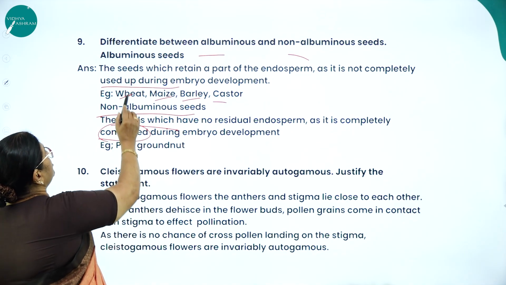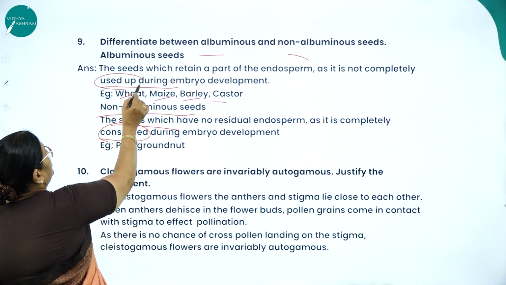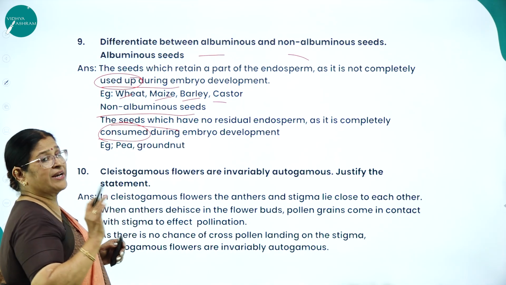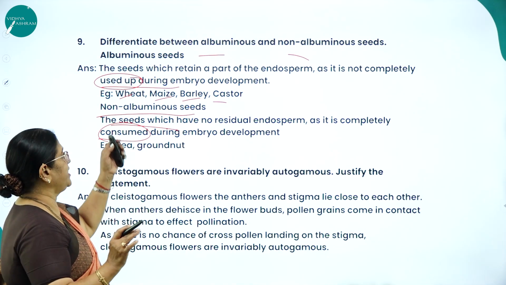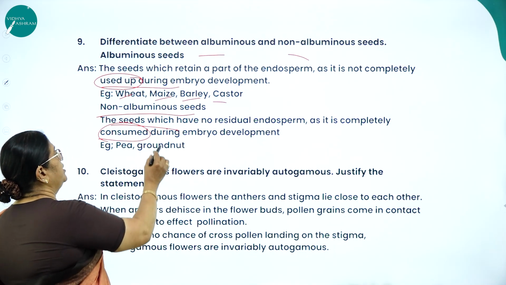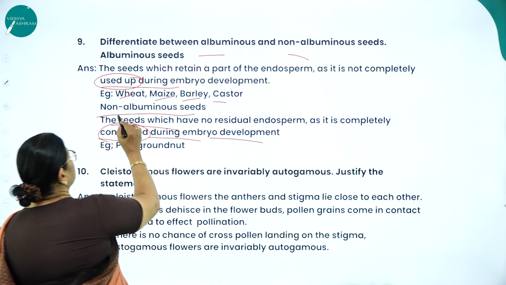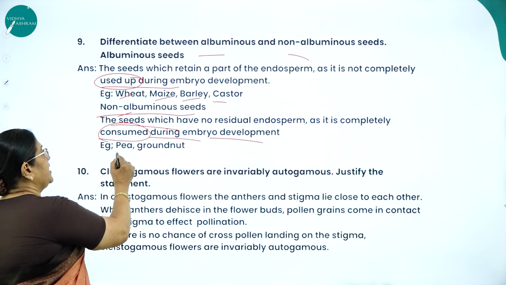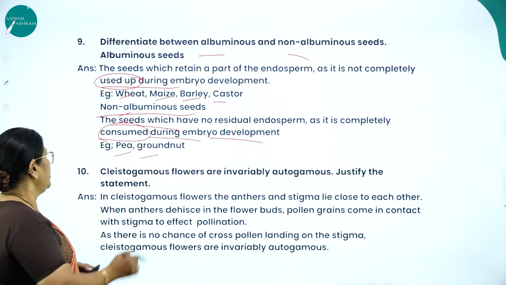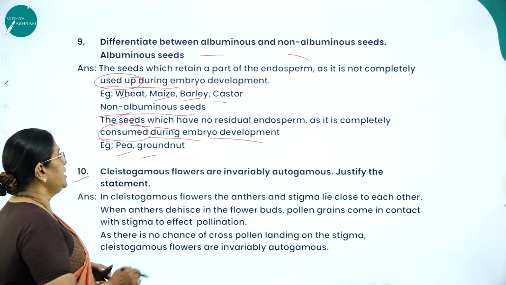So here some amount is used up during development, and some amount of endosperm is retained. Here it is completely consumed during embryo development, and that is called non-albuminous. Example, pea and groundnut. Moving on to question number 10.